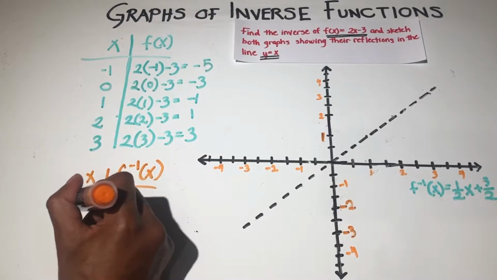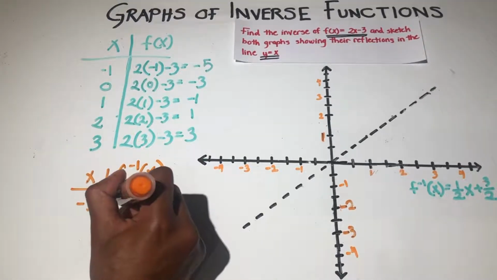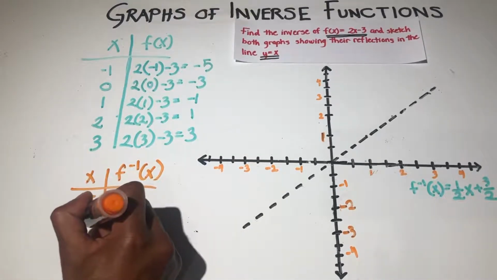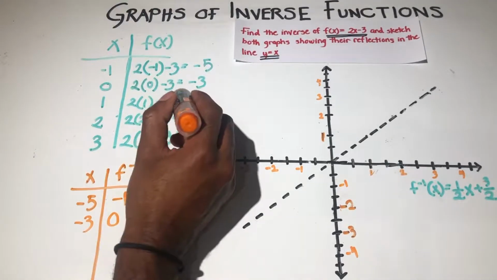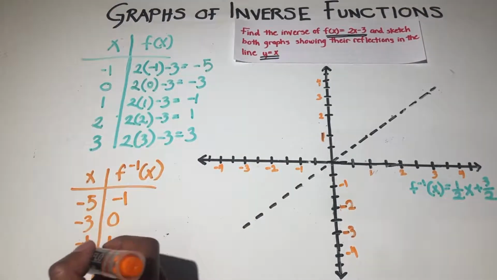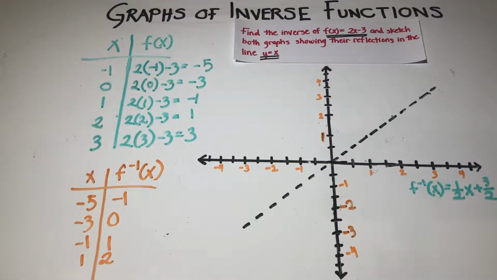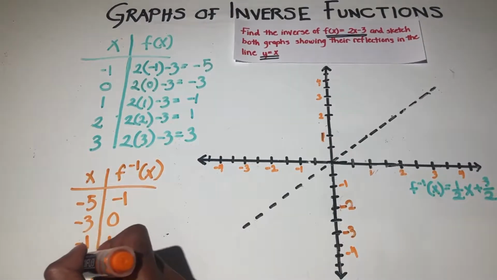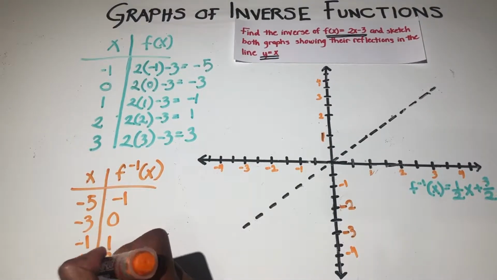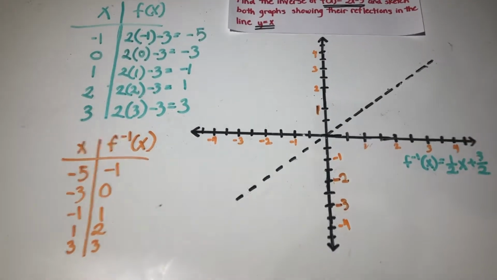That's going to give us -5. So at -5, we have -1. At -3, we have 0. At -1, we have 1. At 1, we have 2. I hope you can see this. I'm already running out of space, so I'm going to try to squeeze it in. And we have 3 and 3. Hope you can see this. I can just tilt the camera.